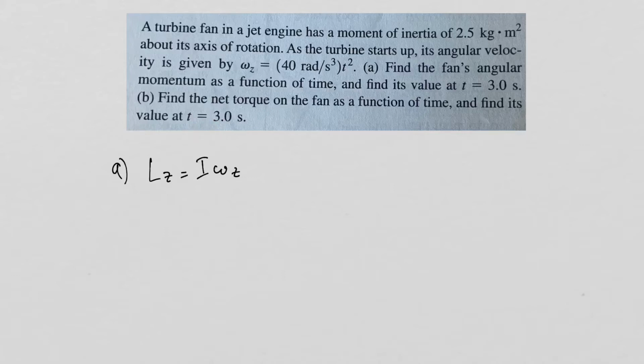So for the first part of the problem, I'm going to use the relationship between the angular momentum, moment of inertia, and angular velocity, namely that L is equal to I times omega. And I'm keeping the subscripts provided in the problem. For the second part of the problem, I'm going to use the relationship between torque and the time derivative of the angular momentum, namely that the net torque is equal to d/dt of the angular momentum of the rigid body.